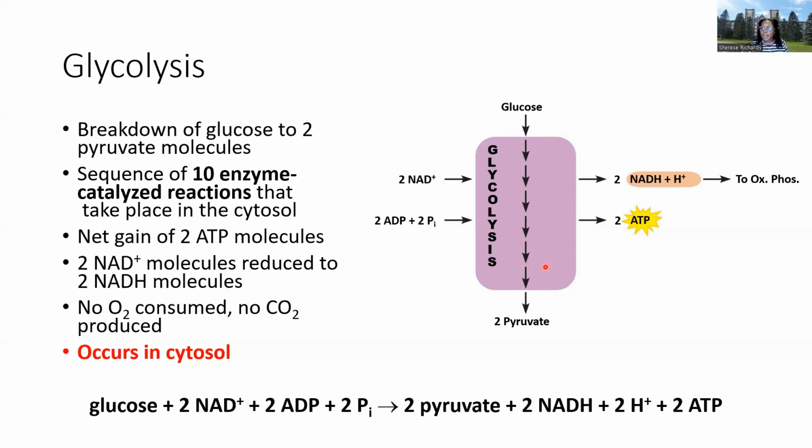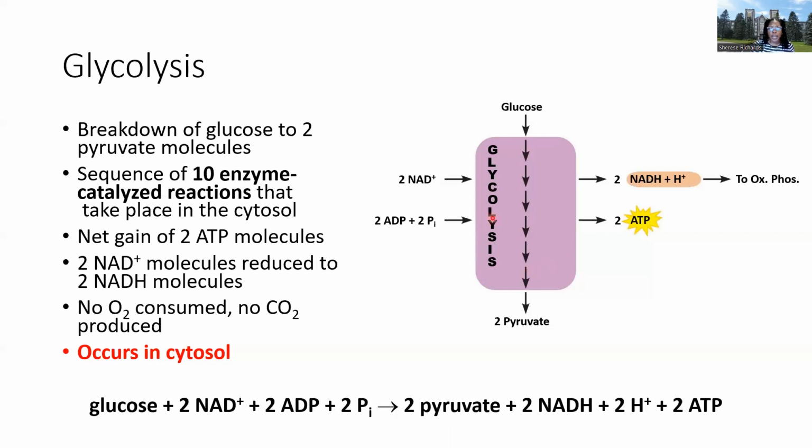What happens in the middle of this? We generate 2 net ATP. And we say net here because we had to input 2 ATP. So the cost of glycolysis is 2 ATP, and we end up generating 4 ATP. So we really only make a net of 2 ATP. What else do we generate? We generate 2 NADH plus electrons.